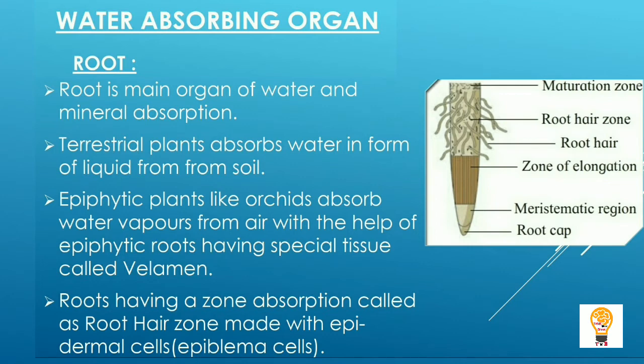The fourth point given is that the root has a zone of absorption called the root hair zone, made up of epidermal cells. So roots have zones, as shown in the diagram, with four regions or four zones. The root hair zone is the zone where maximum absorption takes place. All the root hairs are present there, and absorption takes place in the root hair itself.